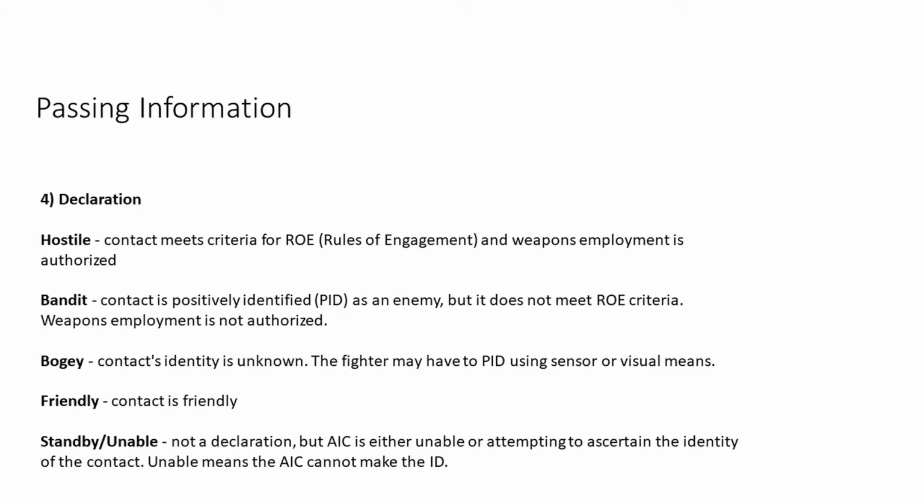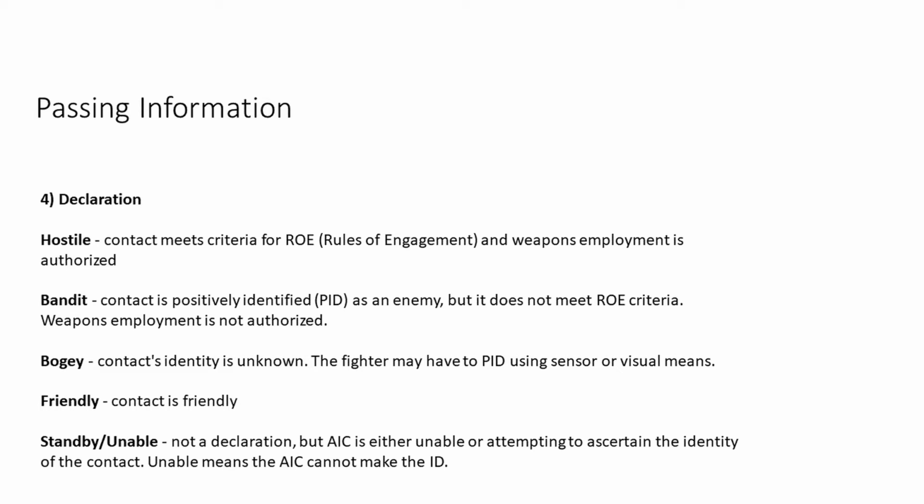The other thing AWACS is going to try to do if they have the information is declare what the contact is. So the different kinds of declarations you'll receive are here up on the screen. Hostile: the contact meets the criteria in the ROE, the rules of engagement, and weapons employment is authorized. So we know they're bad and we're allowed to shoot them. Bandit means that we've identified them as an enemy, but they haven't met the ROE for us to go ahead and engage them.